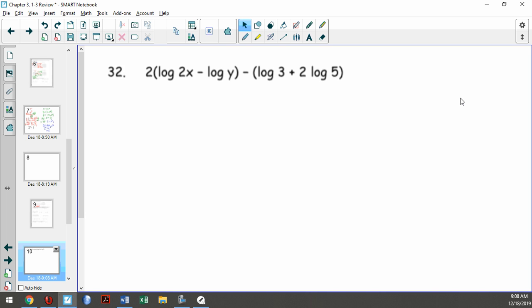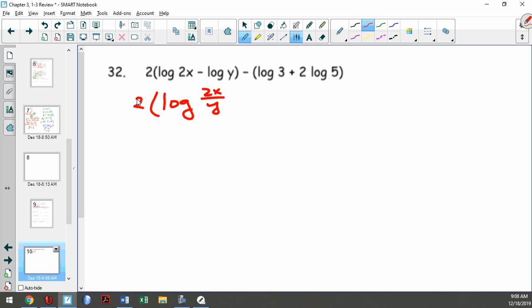Subtraction. How many different times do you see subtraction? Twice, but we always have to work from left to right. We have to look at our parentheses first, yes? So if I just copy down this 2, I'm going to see in this parenthesis, the first one I have is subtraction. So in log world, what is subtraction? So that's 2x over y minus log base 3. What's this 2 going to do? Correct. So plus log base 5 squared.